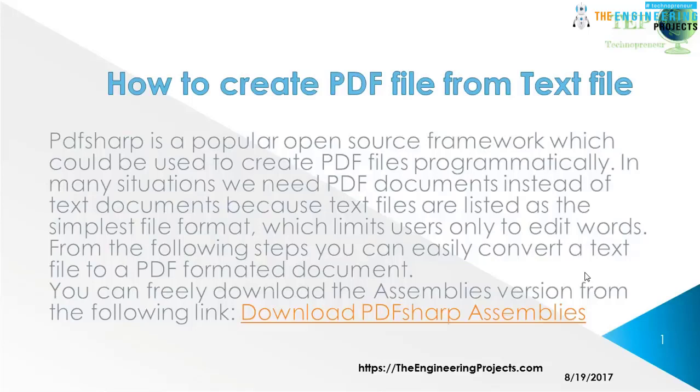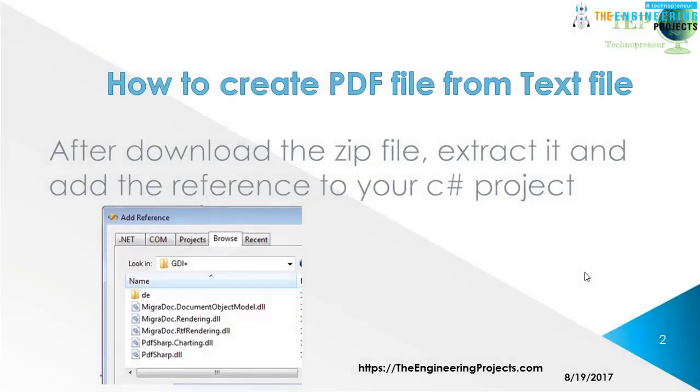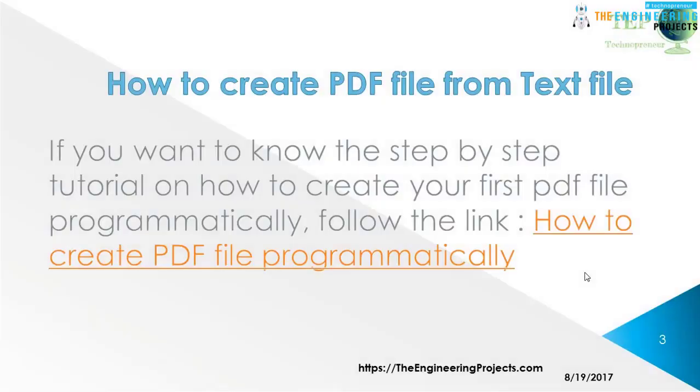You can freely download the assembly version from the following link. In my previous video tutorial, how to create PDF, I have explained how you can download the libraries and add them into your C# project. First of all, you have to download and unzip the files in any folder which you want, and then extract the libraries and add them into your project. If you want to know the step-by-step tutorial on how to create your first PDF file programmatically, you can use the following link or click here where the video is appearing.